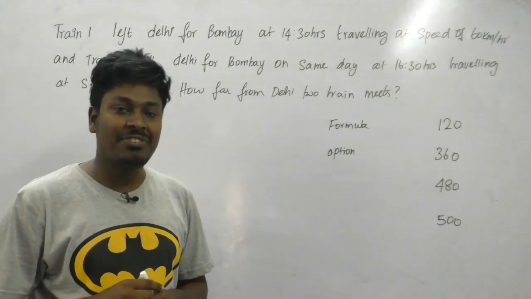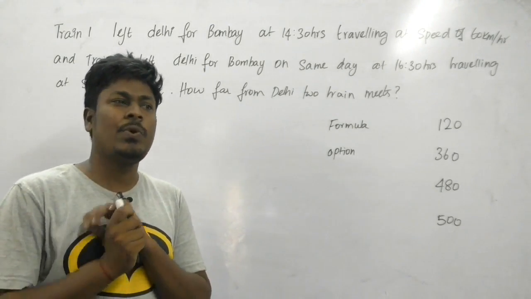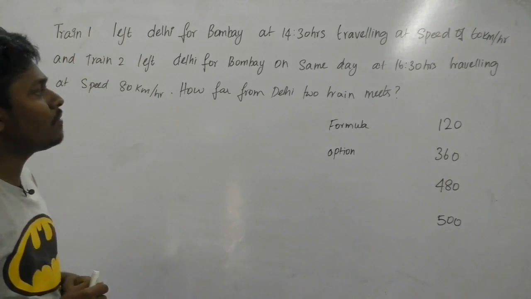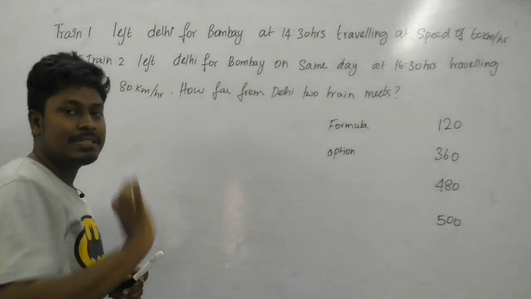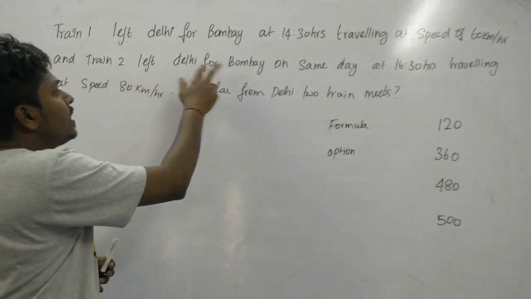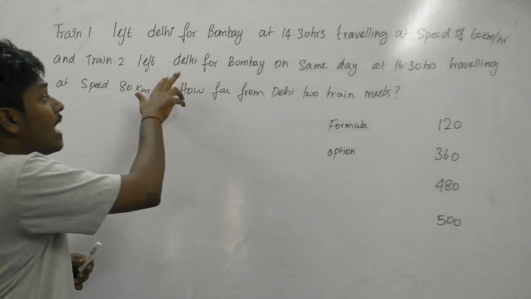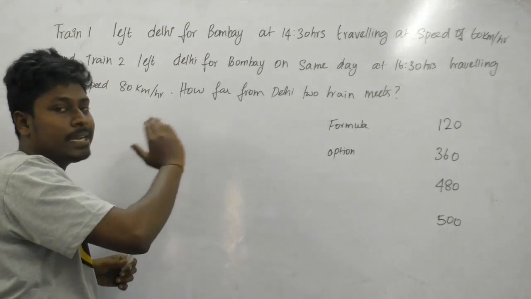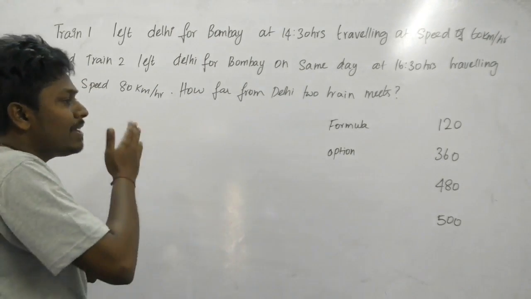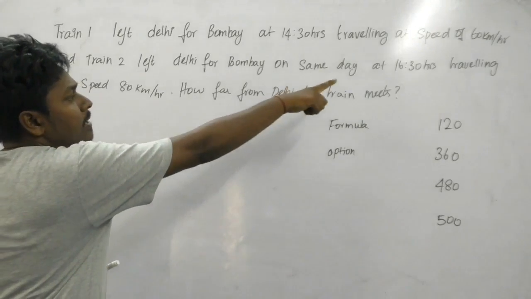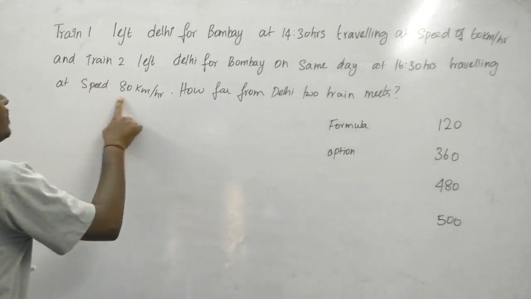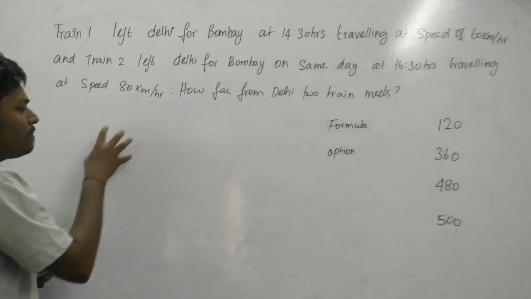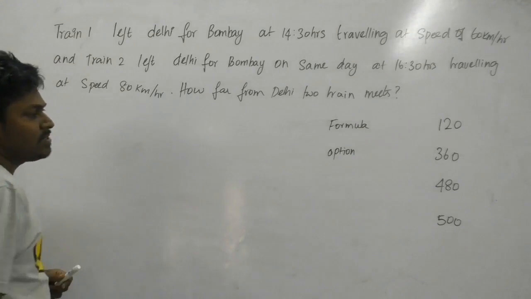Okay friends, we can go for the last question, which is a very important question for recent bank exams. Train 1 left Delhi for Bombay at 14.30 hours, traveling at a speed of 60 kilometers per hour. And train 2 left Delhi for Bombay on the same day. See here friends, again Delhi for Bombay, this train is also Delhi for Bombay, right? So we can clearly assume that both the trains are starting from the same point, okay? And traveling in the same direction, on the same day at 16.30 hours, traveling at a speed of 80 kilometers. How far from Delhi do the trains meet? They are asking the distance from Delhi where the two trains will meet, right?